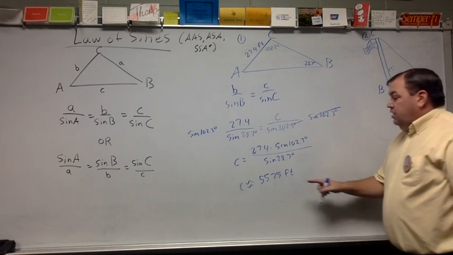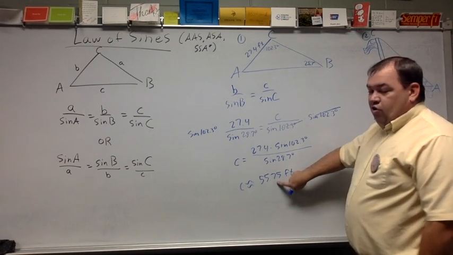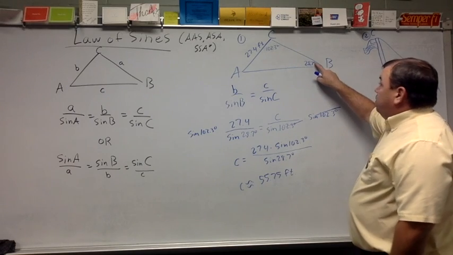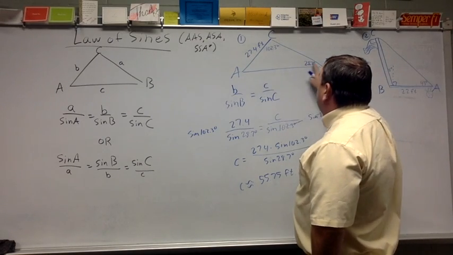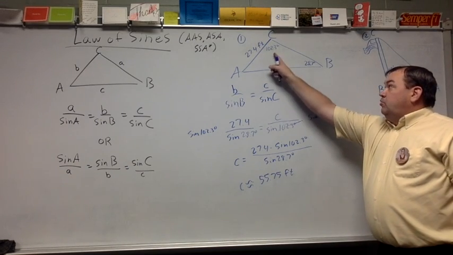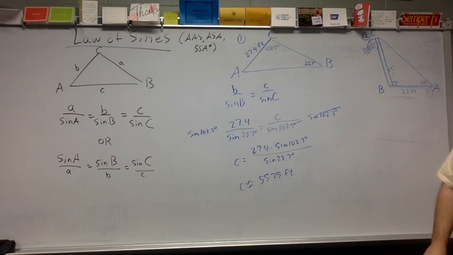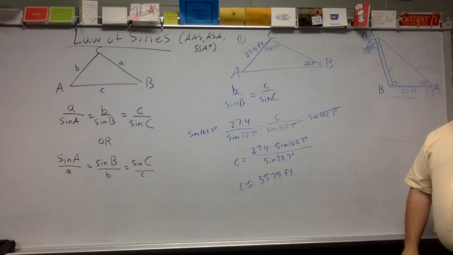Now, a quick, easy check when we're using the law of sines or any of the laws that we're going to deal with: my largest angle should definitely have my longest side. My smallest angle should definitely have my smallest side. So this is a reasonable answer. It's much bigger, but I'm dealing with a much bigger angle. And now I can use that to find the other side and the other angle.